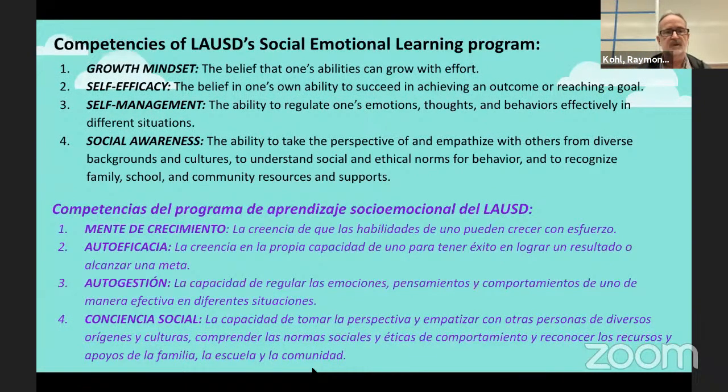In Los Angeles Unified School District, we have 4 competencies or components to social emotional learning. I always like to think of the first one, growth mindset, as the most important one. The idea of growth mindset is simply that we are not stuck in one place. We can grow, we can learn, we can change.